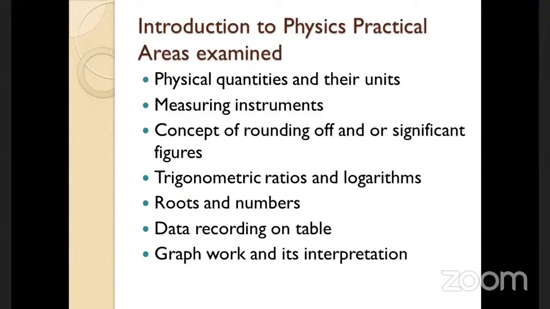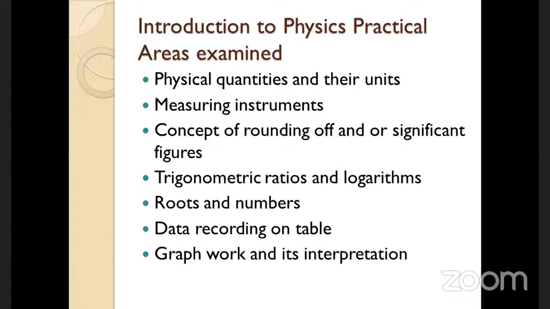I want us to move on to our area of interest. As of now, we're going to introduce physics practicals. Now, one of the papers that you will be sitting for at the end of your S6 would be physics practical. It constitutes a paper of its own. It is paper 3, where we have 3 areas examined mainly. And the first one is always mechanics, which is compulsory.